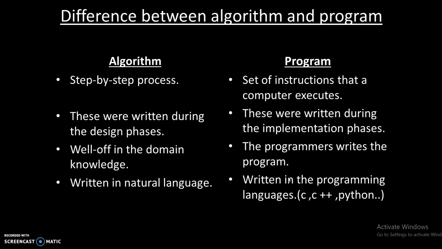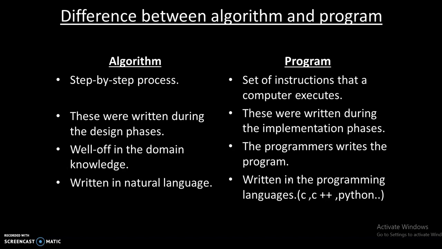So in this differentiation, we're going to see some important things like when the algorithm and the programs will be written, who will write the algorithms and program, through which languages it is written. Okay, fine. So first, an algorithm is a step-by-step process, and here the program is a set of instructions that a computer executes. Then let's see when the algorithm is written.